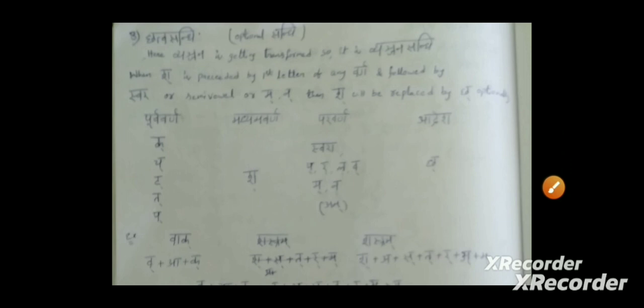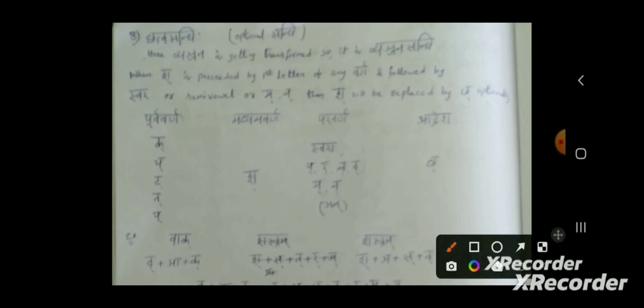Here, see, the preceding letter should be the first letter of any of the 5 vargas, the middle letter should be shakara, and the following letter should be a letter. That's it. Very simple. Then the middle letter will be replaced by chakara. This is all about the Chatva Sandhi, and we have seen it with examples. So we are done with today's class. In the next class, we will discuss the 9th Vyanjana Sandhi.